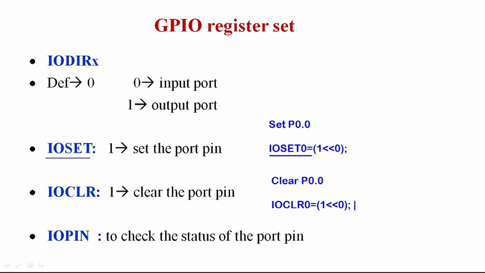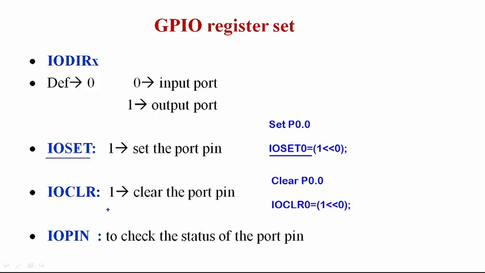These are the three important registers in our GPIO: one is direction, one is set, and one is clear. Direction defines the direction of the port pin, whether you configure an input port or an output port. The second register is IOSET, input output set. If you want to set any port pin to high, you can use it, and if you want to clear the port pin, you can use the clear register.